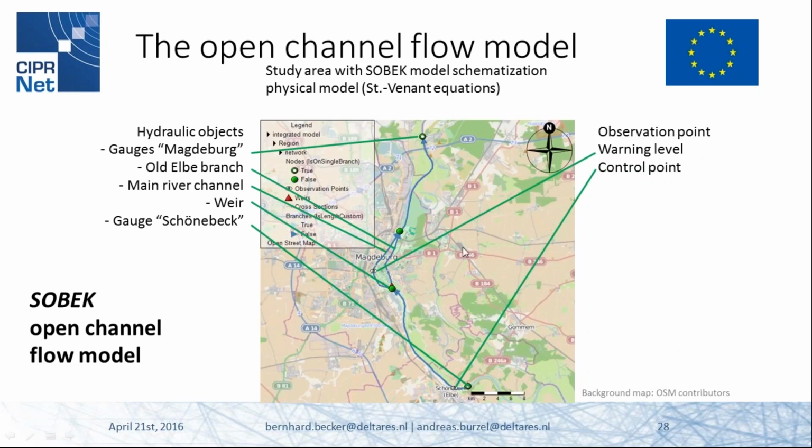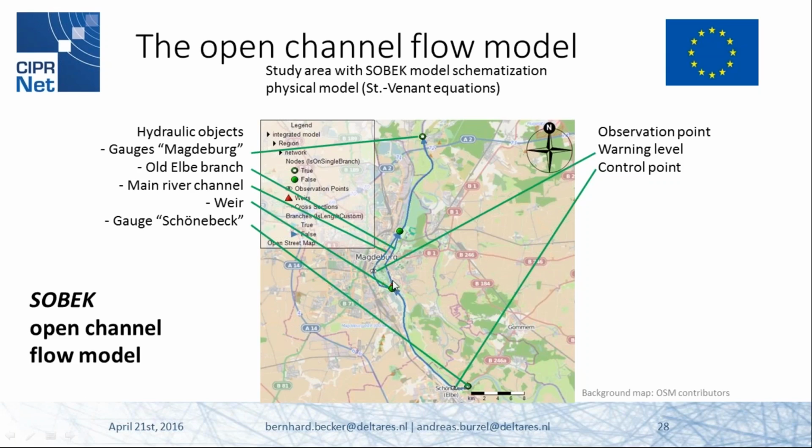So again, here is this overview to introduce the open channel flow model. I already mentioned the hydraulic objects here, the hydraulic structure, the weir, and the downstream and upstream boundary conditions. But also of interest are these two observation points that we have introduced here. Here we look at the warning level, and this is the control point, and we say if something happens here, then we close this weir.